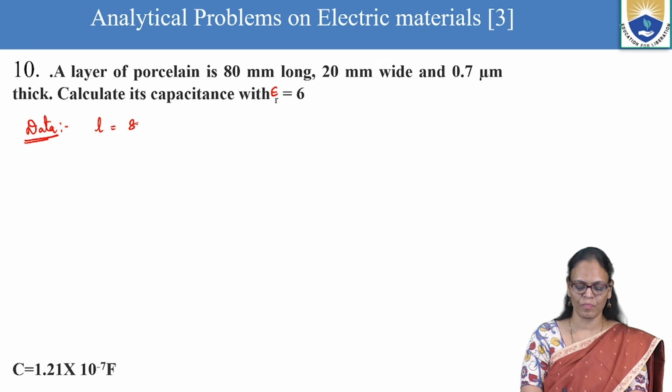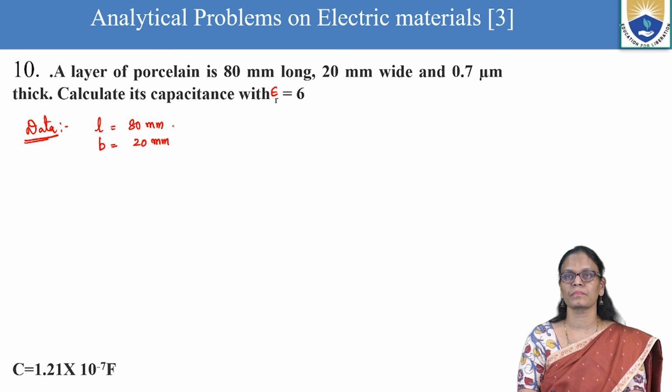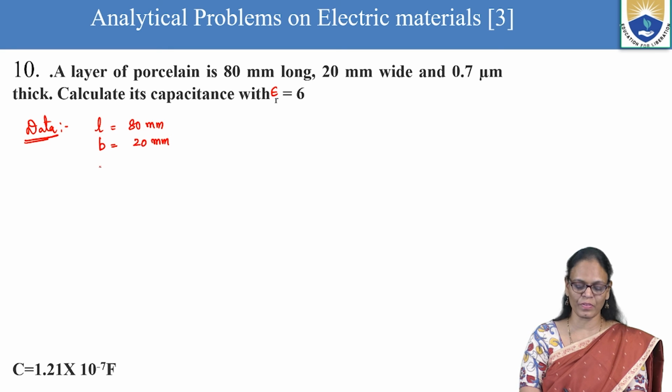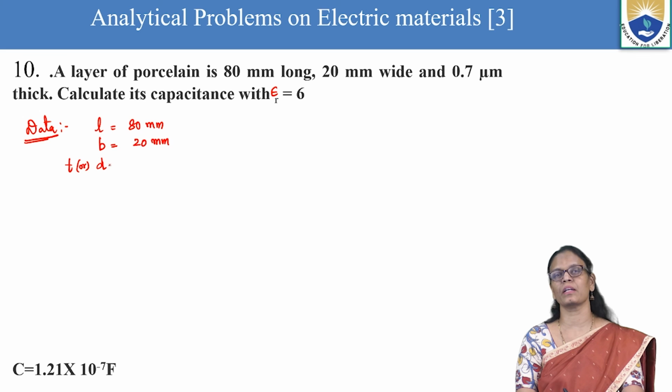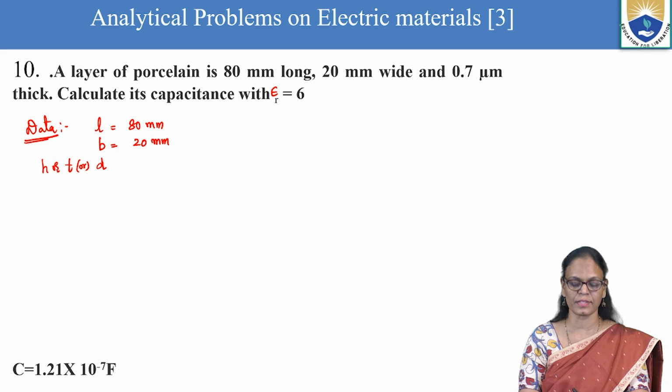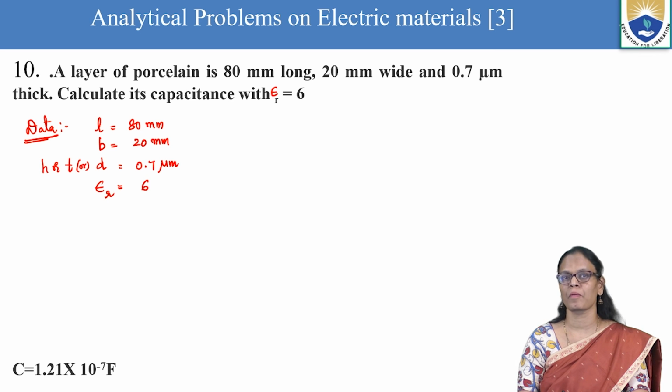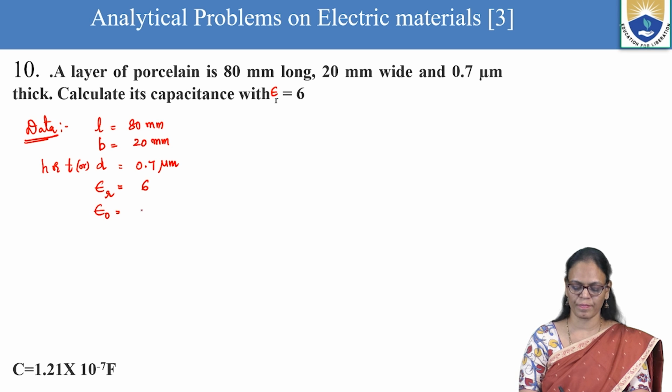Length is given, 80 millimeter. Breadth is given, that is wide, 20 millimeter. And the thickness is given, we will consider it as D or T, thickness or D, or you will call it as H if you are taking it as a cuboid, is 0.7 micrometer and epsilon r is 6. Epsilon naught is constant, 8.85 into 10 power minus 12 farad per meter.